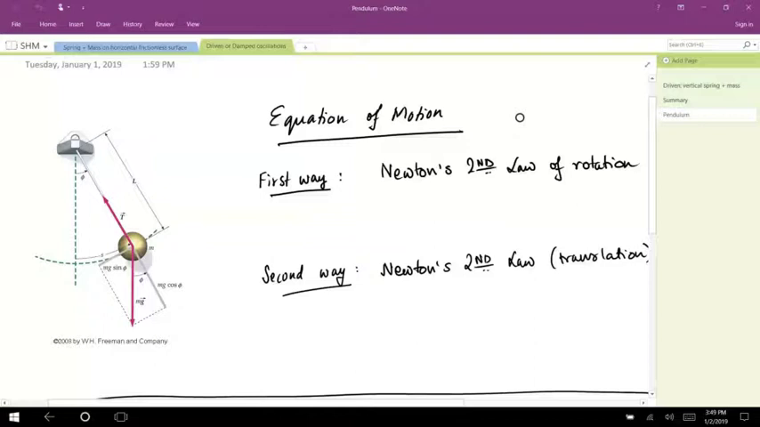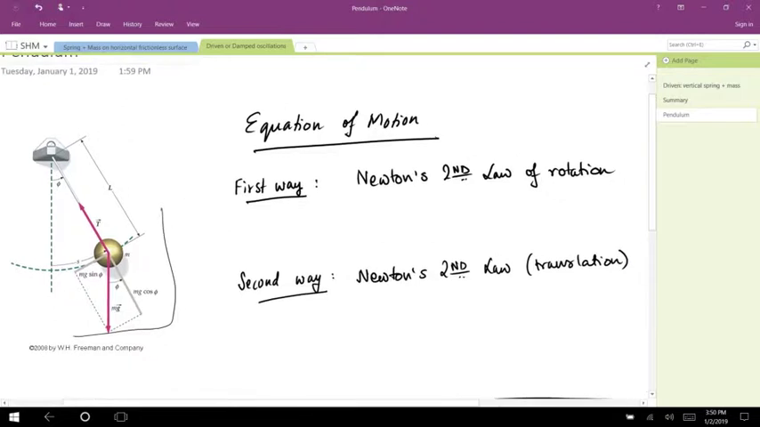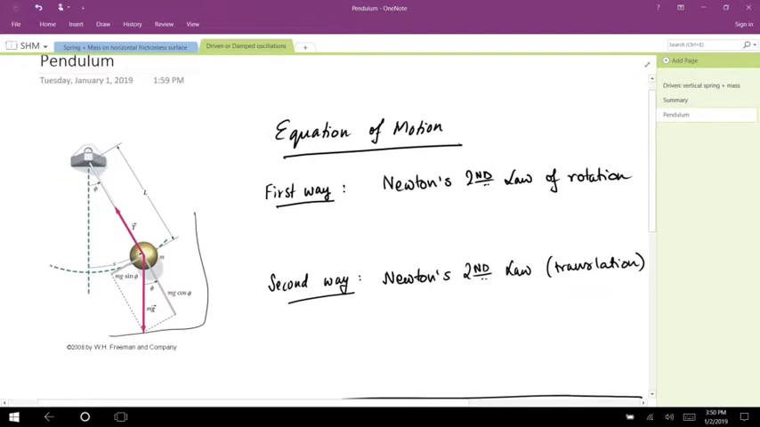So we already have a free body diagram in this picture, and we will use that free body diagram and we will try to derive the equation of motion for this SHM in two different ways. The first way, we will use Newton's second law of rotation. Okay, so there is some rotation going on over here. The pendulum bob is seemingly rotating about the point where the string is attached to this hinge point over here.